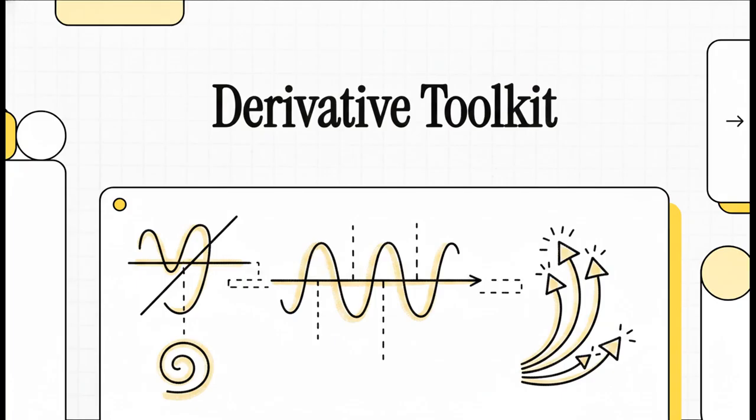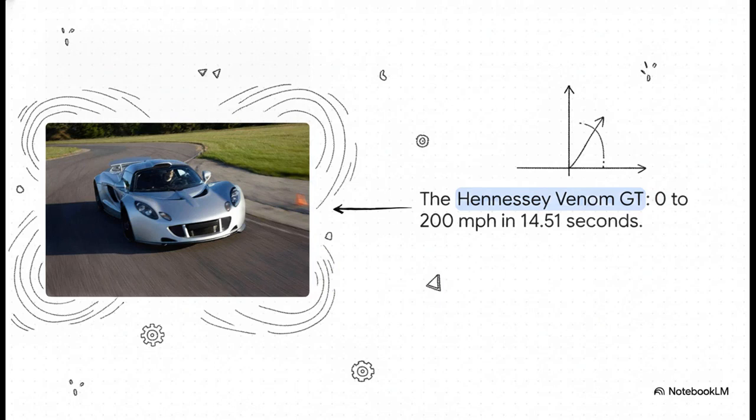And we're going to lock these into your brain not by boring rote memorization, but by uncovering their hidden core patterns. Okay, let's just dive right into it. Think about the Hennessy Venom GT for a second. Back in 2014, this beast reached a record-setting speed of over 270 miles per hour, literally going from 0 to 200 in a mind-blowing 14.51 seconds.